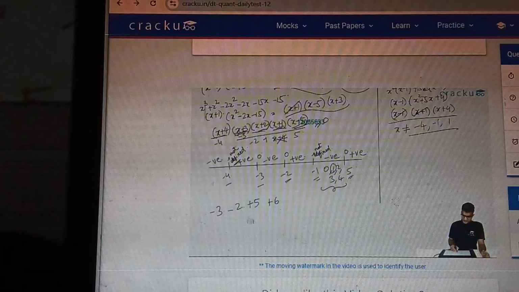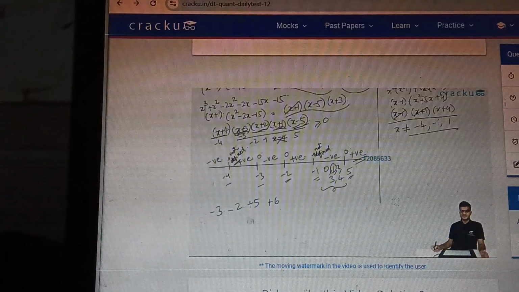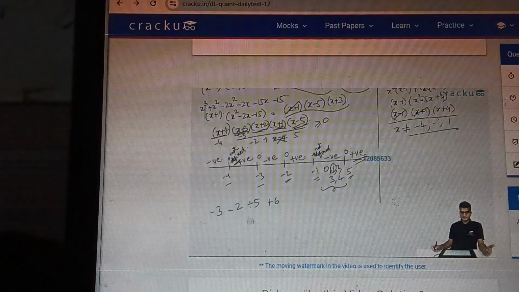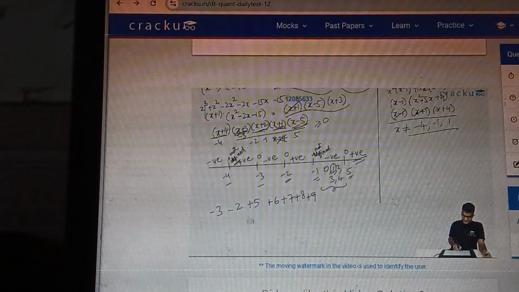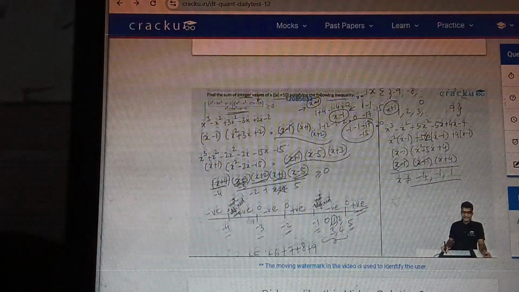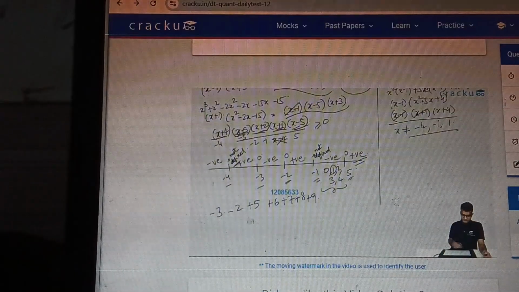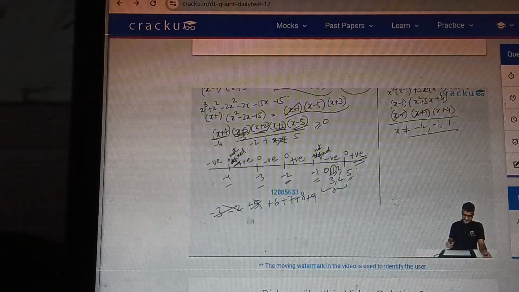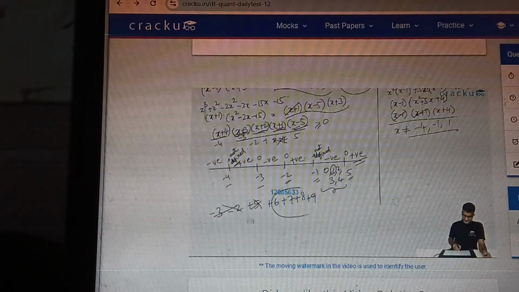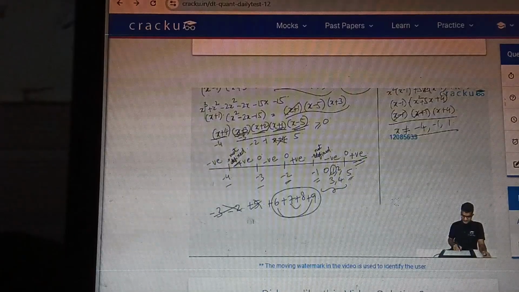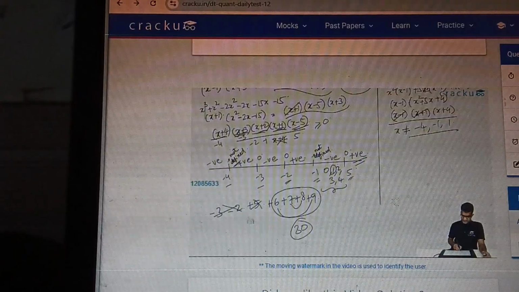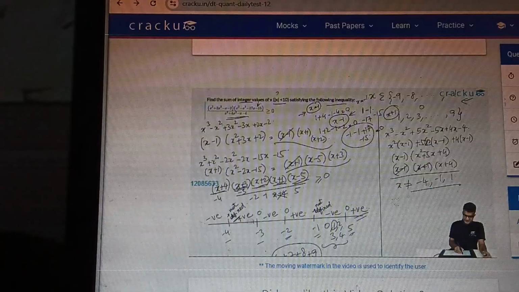6 also it is positive, because for all the integers greater than 5, this expression is positive. Plus 7, plus 8, plus 9. Remember that x has to be less than 10. So what is the sum of all of them? Minus 3 minus 2 plus 5 is equal to 0. The sum of 6 plus 9 plus 7 plus 8 is equal to 15 plus 15, which is equal to 30. So the required answer for this question is 30.